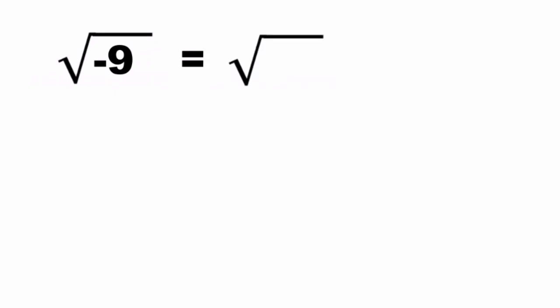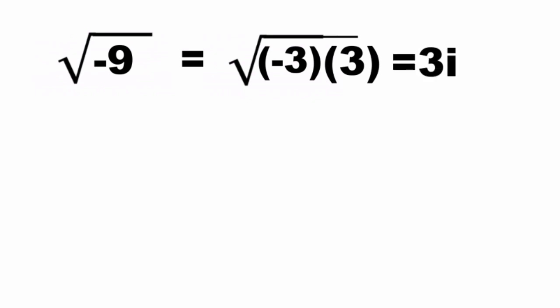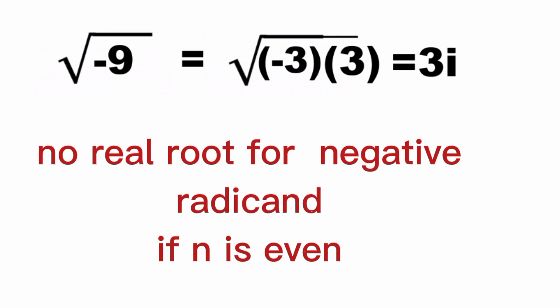Negative 9 comes from negative 3 times positive 3. Negative 3 and positive 3 are not the same, but they are opposite. So for even index n, it is not possible to have a real number root, but a complex number. It's equal to 3i, or 3 times the imaginary number i, in the case of the square root of negative 9. No real number root of a negative radicand if the index n is an even number.